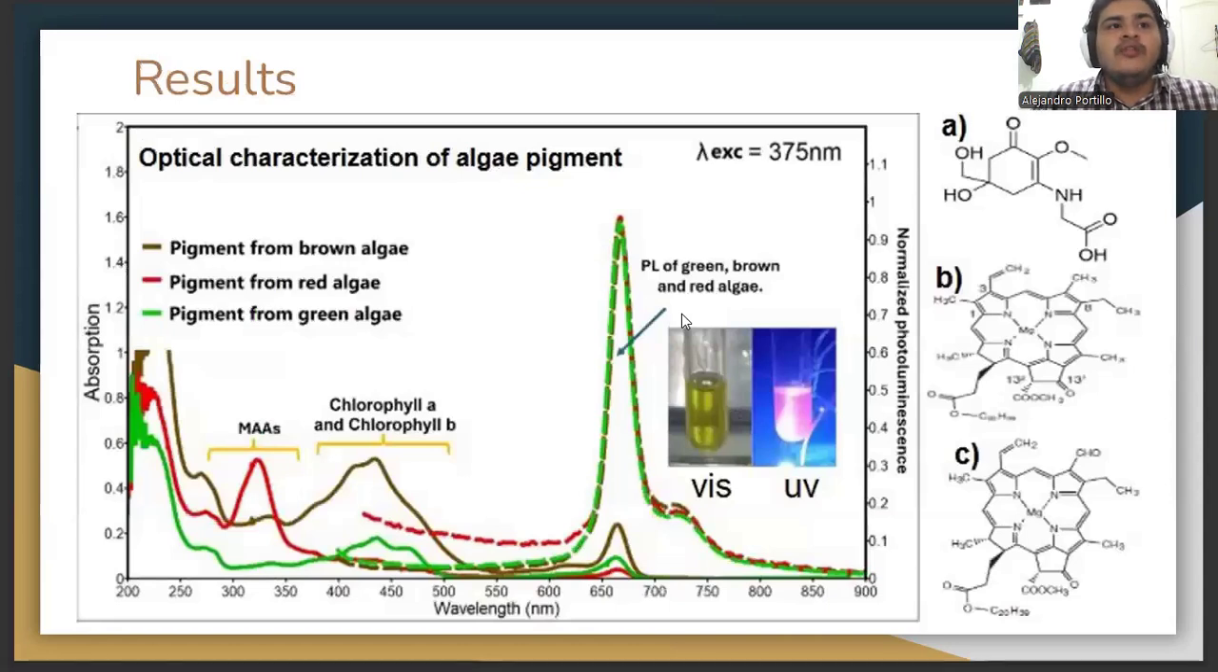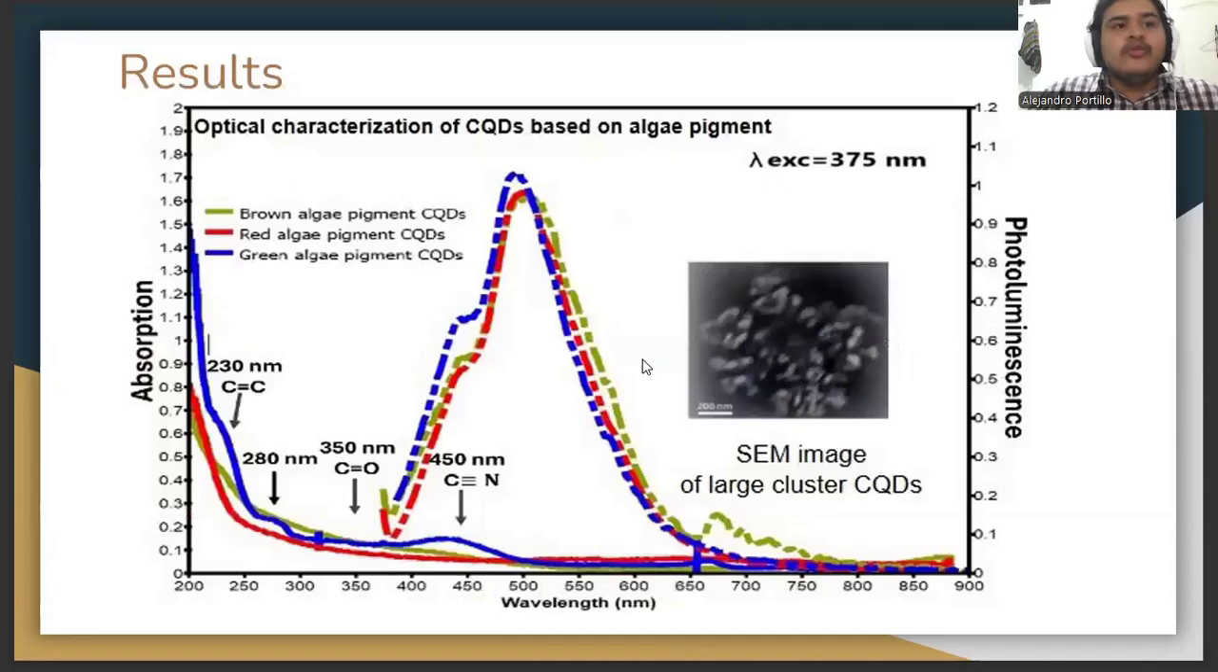For results, the characteristic absorption bands of mycosporine-like amino acids, chlorophyll A and chlorophyll B, are observed from 250 nanometers to about 500 nanometers. The PL spectra also show bands around 660 nanometers for the three extracted pigments. Now, absorption spectra of the obtained CQDs show three characteristic bands corresponding to C-C bonds, C-O bonds, and C-N bonds, respectively. However, we observe a band around 280 nanometers that is not well understood.